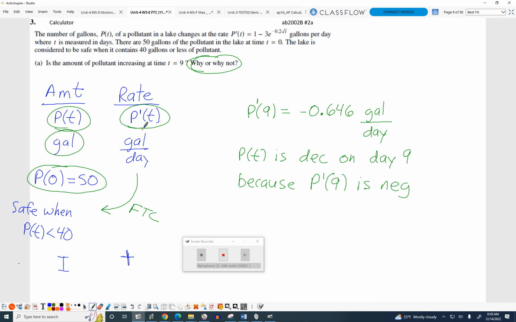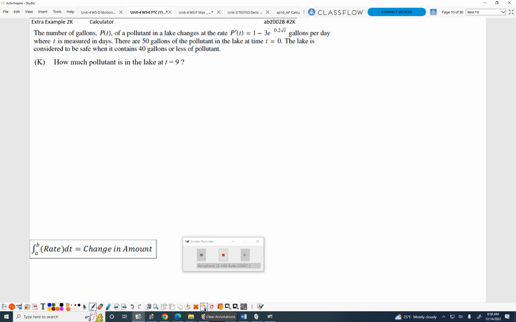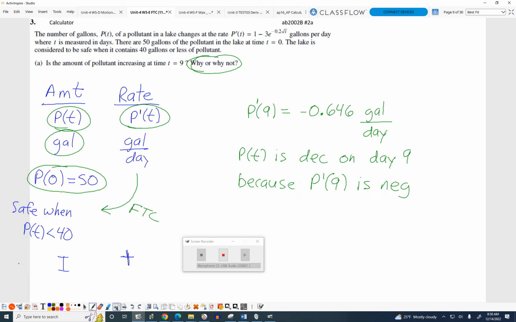If we go on to the next question, it says, how much pollution is in the lake at time equal 9? So we'll get Jessica to help me so we can get our focus back. You're okay. Don't worry. I'm the one who caused the distraction.